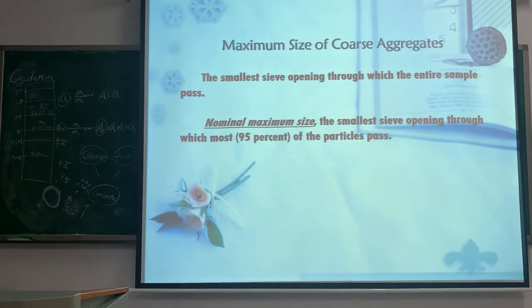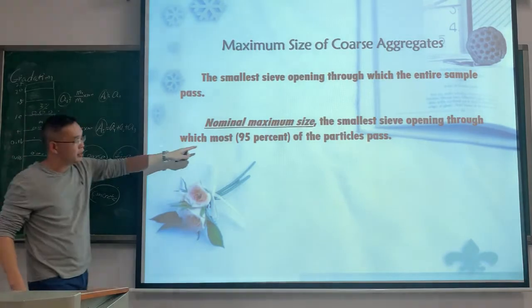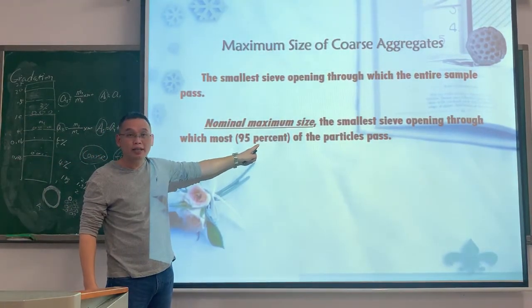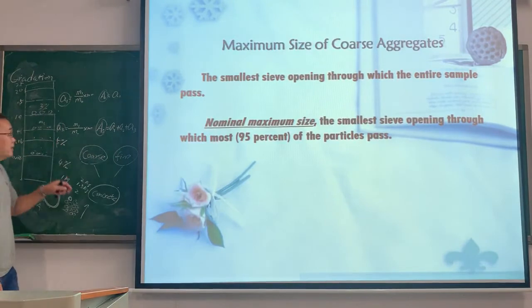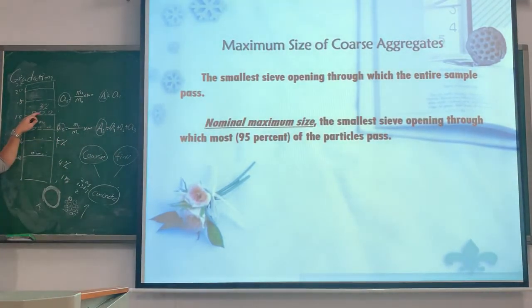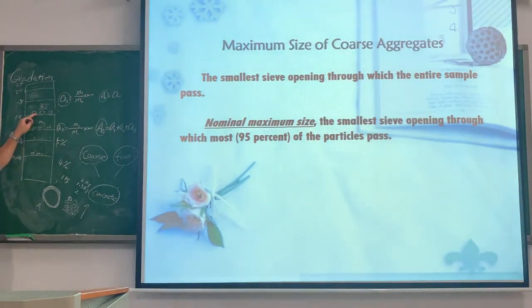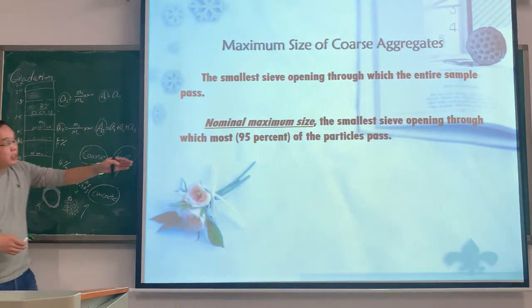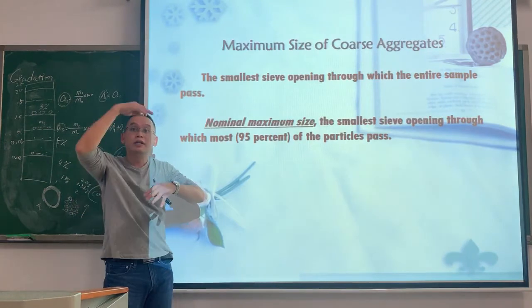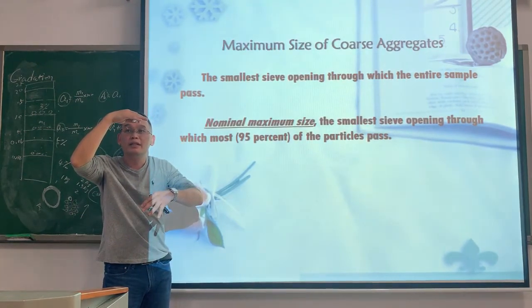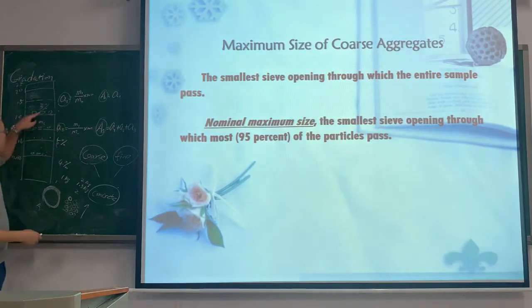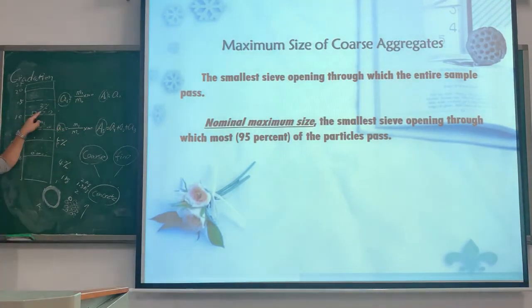Which one? You need to look at 95%. 95% means what? Means the mass above this size is below 5%. Yes? Because 95% passing, 5% return. And if the return is 3%, which one is the nominal maximum size?